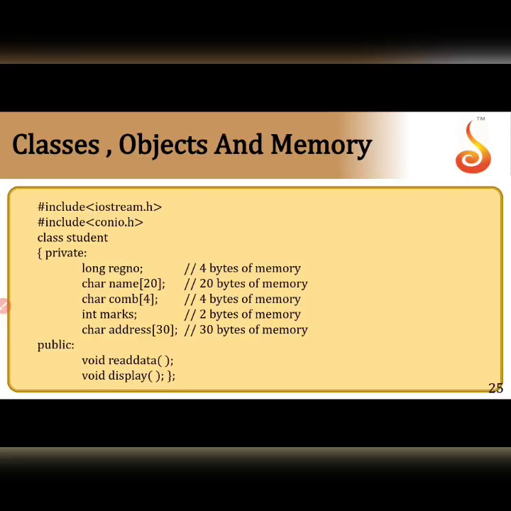So let us study one example. I have a class called student. What is the name of the class? Student. In the private section, how many data members do I have? 1, 2, 3, 4, 5. 5 data members are there, wherein long also does not have the decimal or fraction part, and then char name, which is a string, char combi, which is also a string, int marks, and char address, which is also a string again. So these are the data members of student.